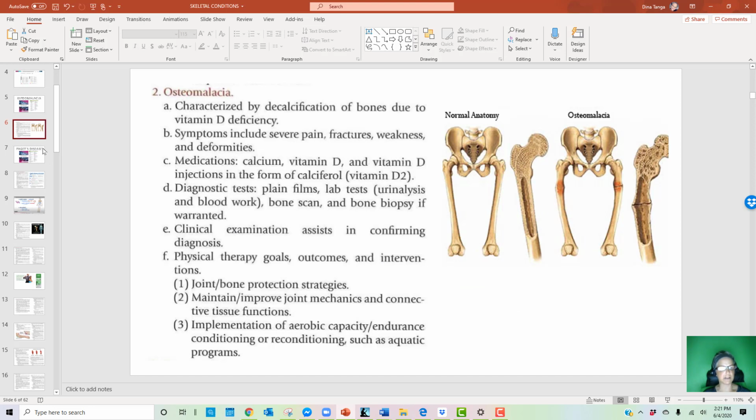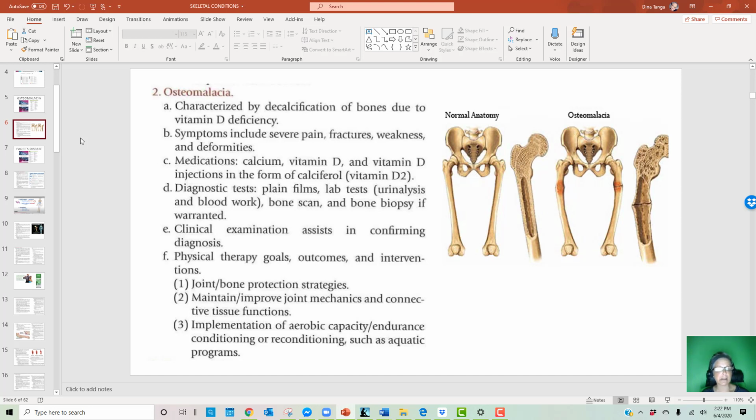So, osteomalacia. It is characterized by decalcification of bones due to vitamin D deficiency. Symptoms include severe pain, fractures, weakness, and deformities. Medications include calcium, vitamin D injections in the form of calciferol, vitamin B2, D2.